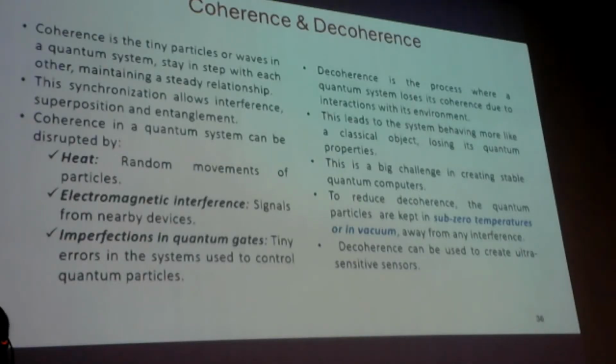Decoherence is the process where a quantum system loses coherence due to interactions. So it leads to the system behaving more like a classical object. And it's a challenge because for us to create stable quantum computers, all this while it was noisy, NISQ, noisy quantum computers with a lot of error rates. Now research is going on in order to reduce errors, error corrections, right? So, to reduce decoherence, they have to be kept in sub-zero temperatures or in vacuum so that they can avoid any interference. Decoherence can be used to create ultra-sensitive sensors. When you need it to be very, very sensitive, then also it's important, right?